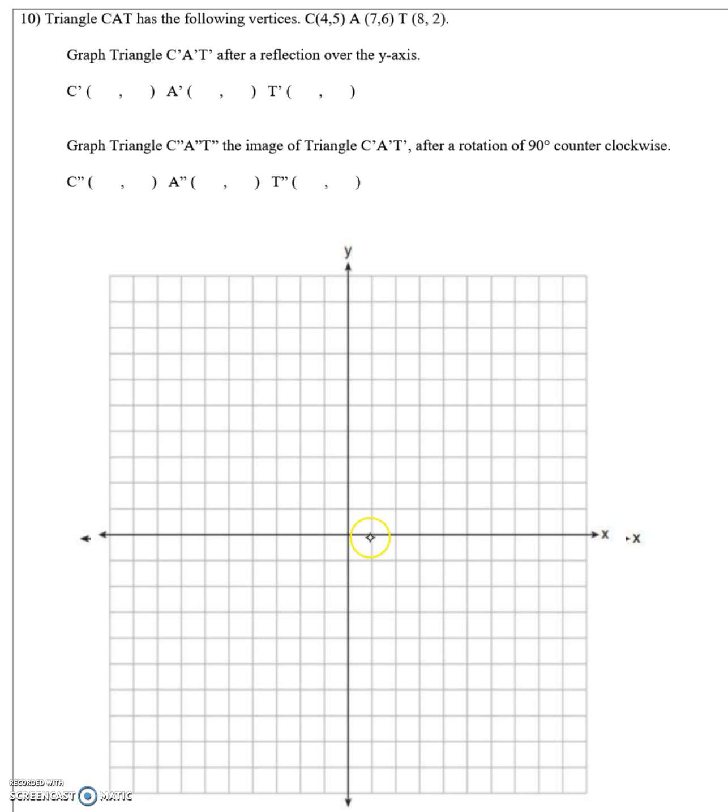So for C, I'm going over 1, 2, 3, 4, up 5. Then I'm going to graph A, which is over 7, up 6. So 4, 5, 6, 7, up 1, 2, 3, 4, 5, 6. And then for T, I'm going over 8, up 2. From here, I'm going to connect all my dots to form my triangle.